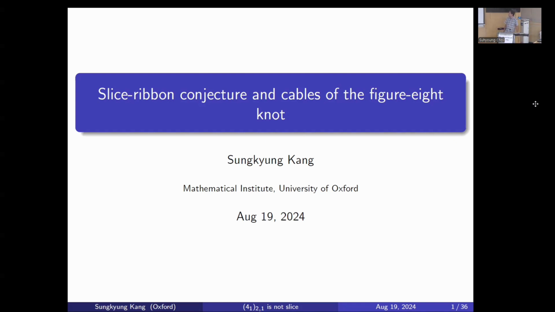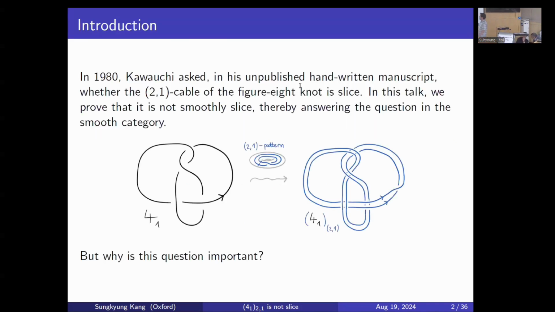So first of all, the title says everything. Today I'll be talking about the cables of the figure eight knot, in particular the even comma one cables. Well, the most historically correct question will be to consider the 2,1 cables of the figure eight knot.